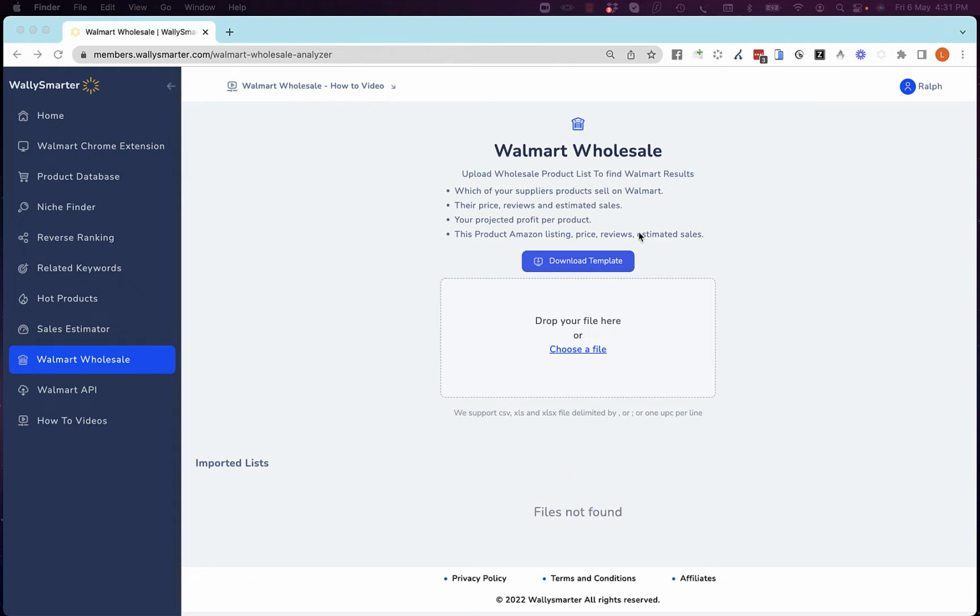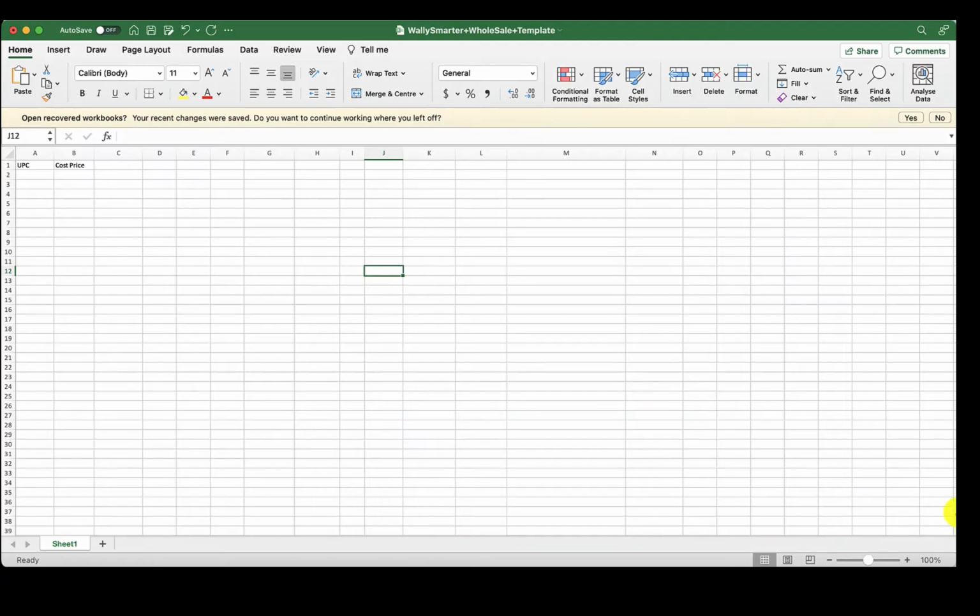Start by downloading the template. This is what the template looks like. It's just 2 columns, UPC and cost price. You paste in here your existing supplier's UPC code and what the cost price is for all of them. I have an example here.